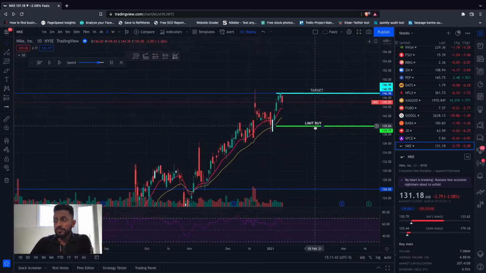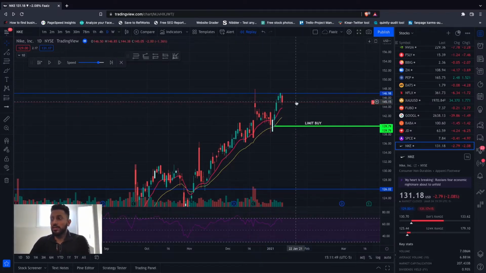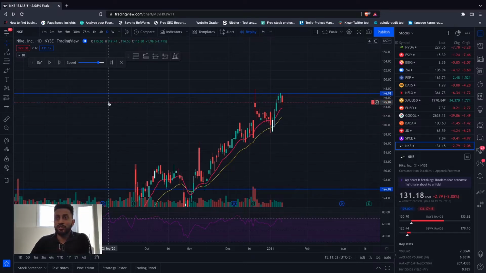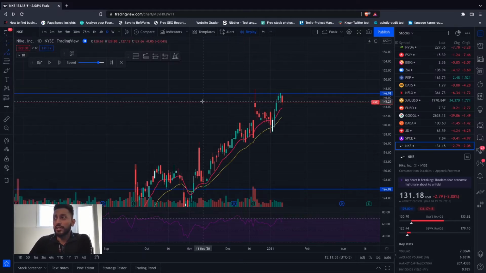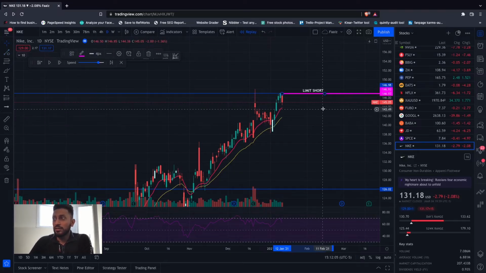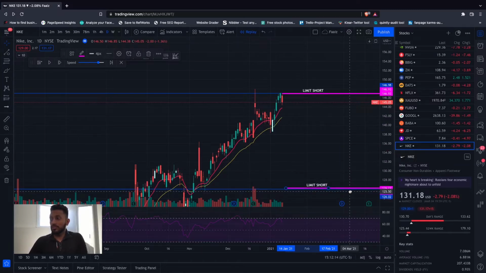Now, we know that at resistance price tends to go down. So could we do something for my traders who know how to short the market? Because you can make money when the stock goes down in this market as well. So could you do something like this, where you're like, I will short Nike here and I will take my profits maybe somewhere closer to this support zone if it gets there.